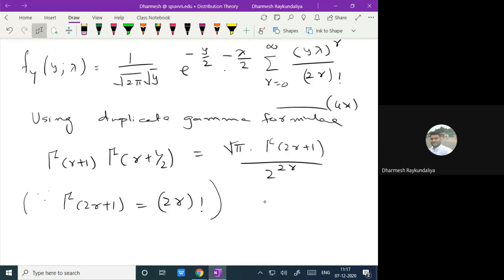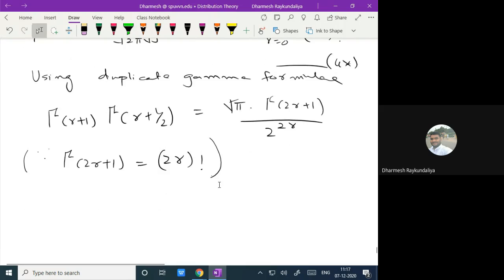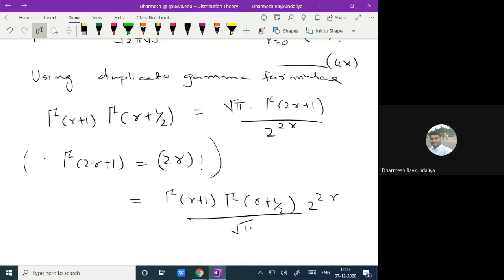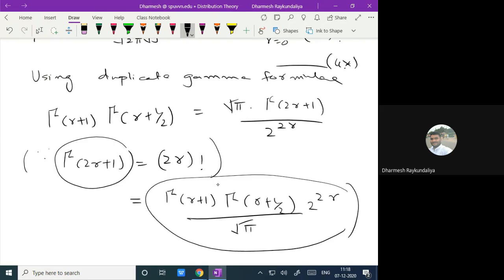So what happened? Gamma 2r plus 1 is nothing but 2 raised to r multiplied by this and root pi. So for this, by using the gamma duplication formula, we have gamma r plus 1 into gamma r plus 1 by 2 into 2 raised to 2r upon root pi. This we have. So just substitute 2r factorial equal to this quantity into equation 4.